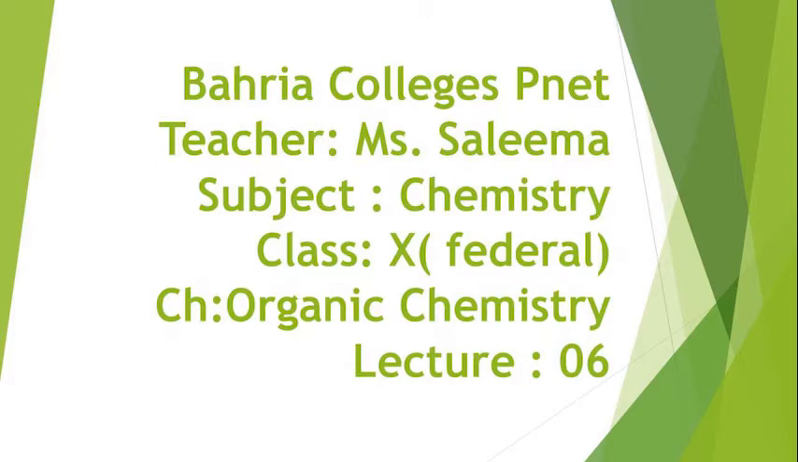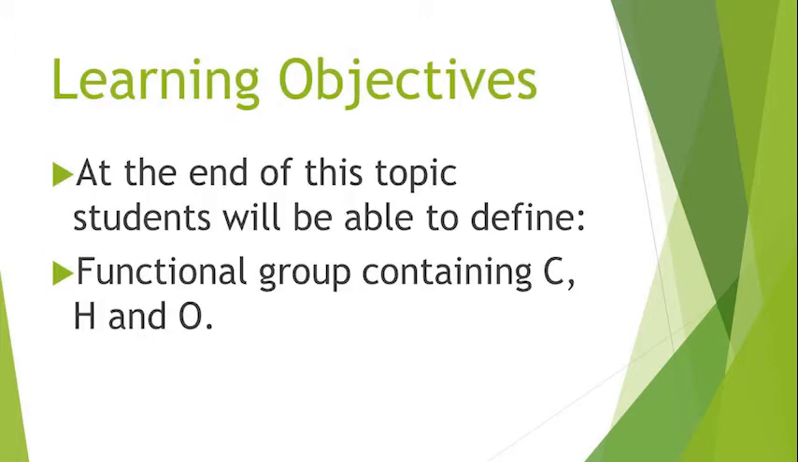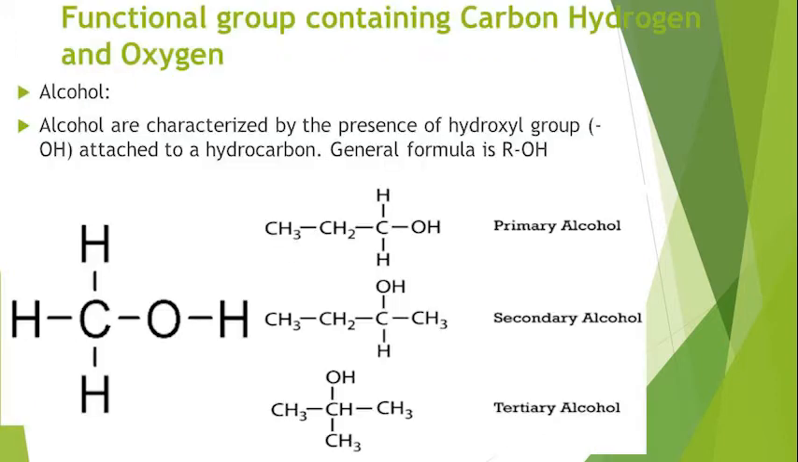The chapter is Organic Chemistry. It is our sixth lecture of chapter 11. Topic: Functional group and functional group containing carbon, hydrogen and oxygen. Learning objectives. At the end of this topic, students will be able to define functional group containing carbon, hydrogen and oxygen.